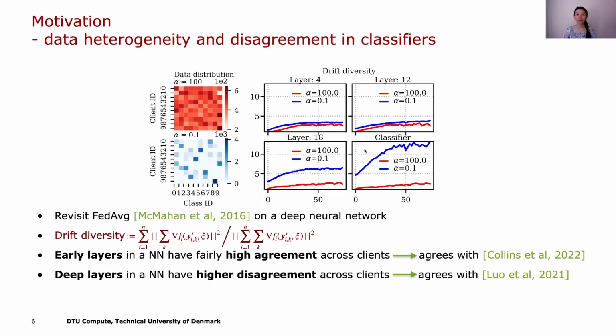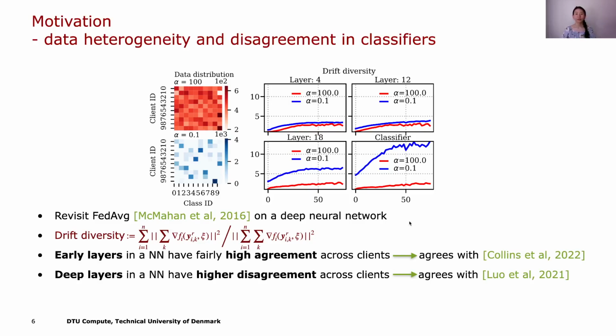We see that the early layers in the over-parameterized neural networks have higher agreement, because no matter how heterogeneous the clients are, the drift diversity is very similar. However, the story is different when we go deeper in the neural network. Especially for the classifier, we see that the drift diversity for the experiment where the data heterogeneity is high is much higher than the experiments where the data heterogeneity is low. And these observations agree with some of the recent literature.